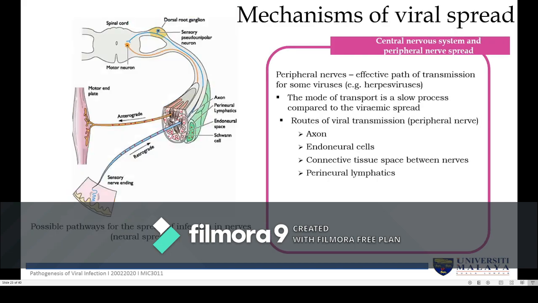The second one is through the peripheral nerve or the neuron. It is actually an effective path of transmission for some viruses, for example herpes virus. This mode of transport is a slow process compared to the viremic spread. So they have three just now, right? The hematogenous, the viremic, the blood vessels. This transport method is much slower. The routes of viral transmission are the axon. Through the axon there are a few routes they can go, and then the endoneural space, the connective tissue space between the nerves, and then the perineural lymphatic, this side of the nerve.